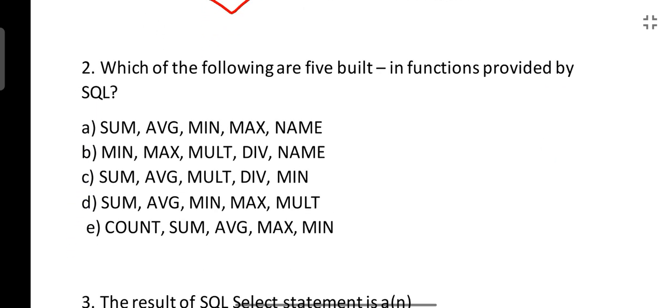Next question is, which of the following are five built-in functions provided by SQL? This is a very easy question. If we have a little bit of knowledge about SQL, we can answer it very easily. Let me scan the options: sum, average, mean, max, name. No, it is not correct. Name, yeah, count, sum, average, max, mean. So option E will be the correct answer. These are the five built-in functions.